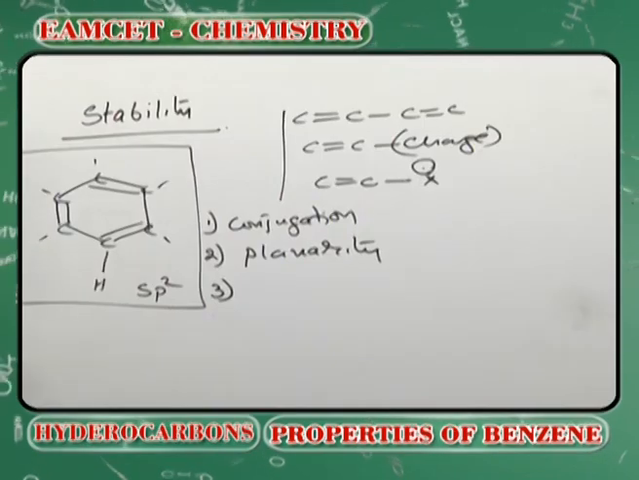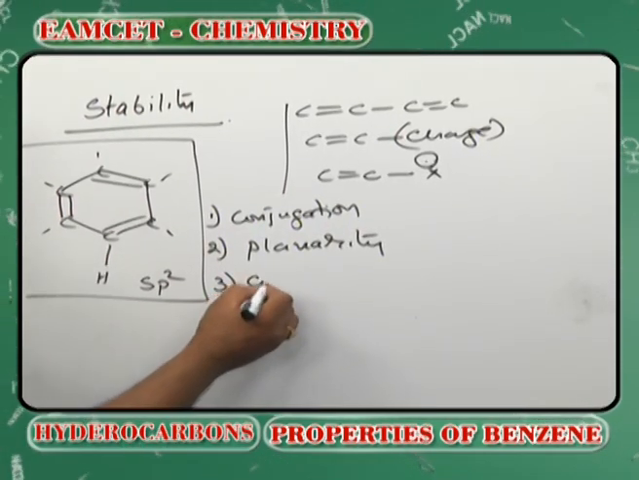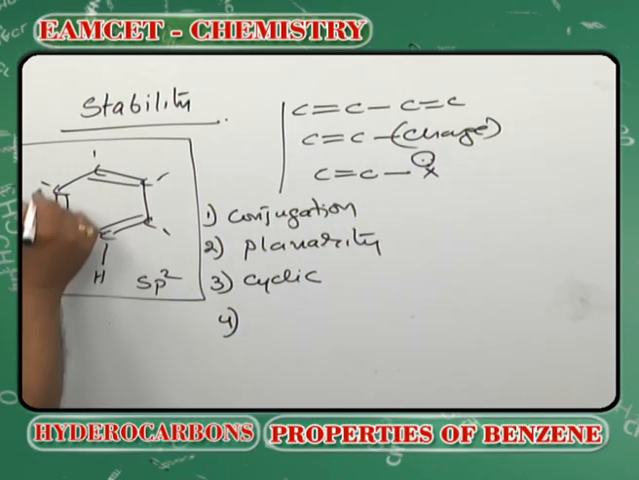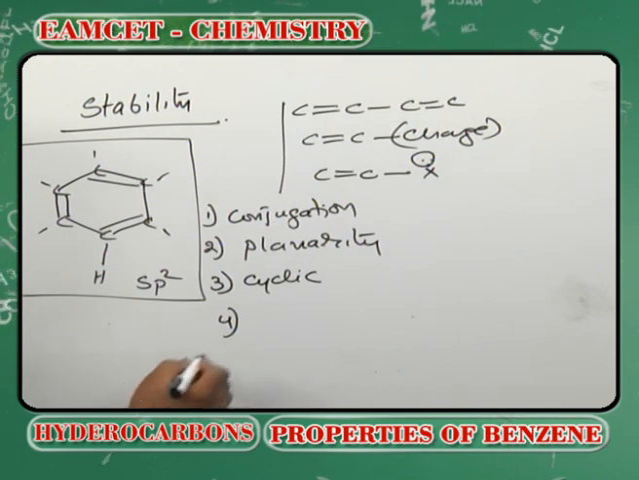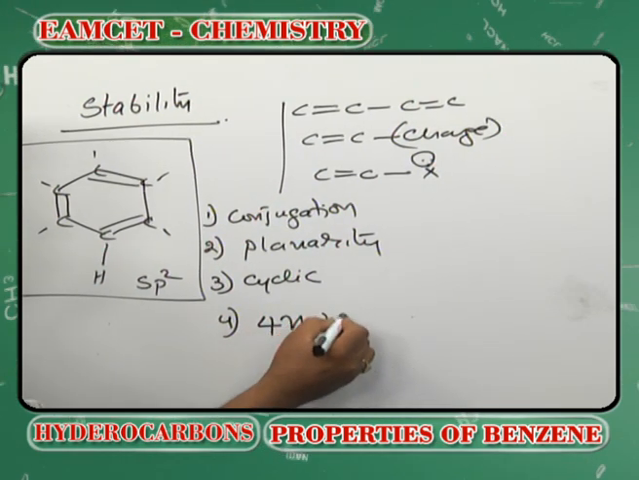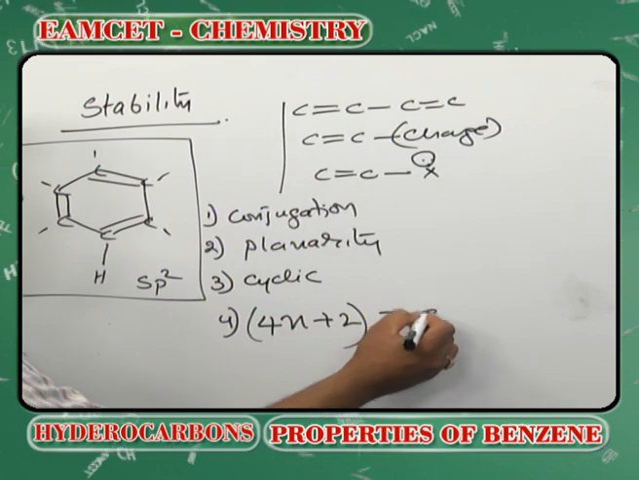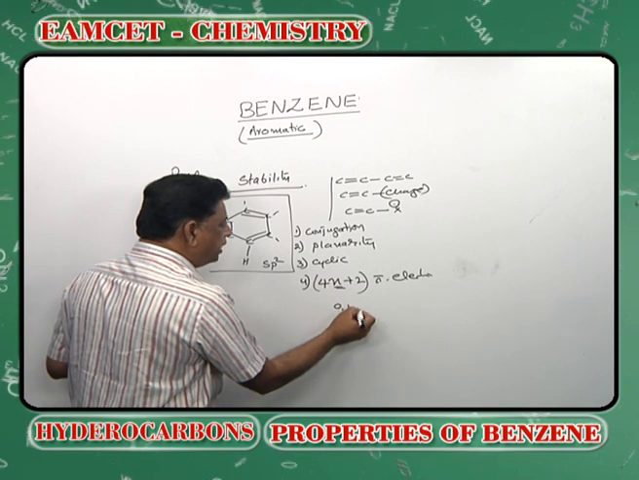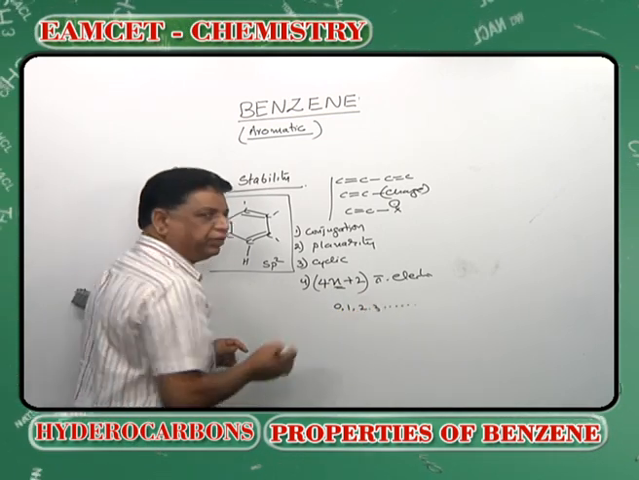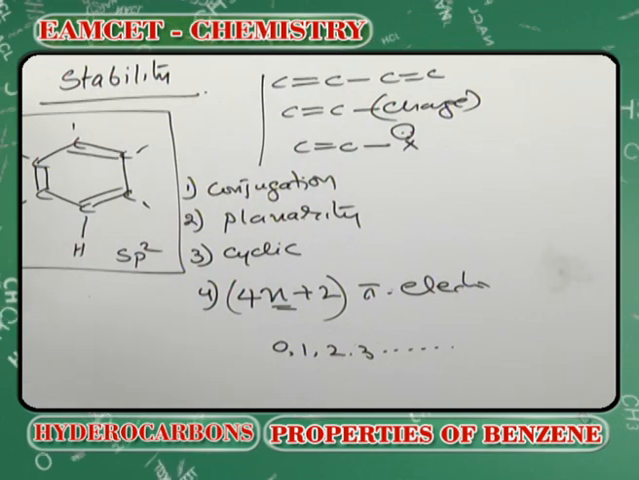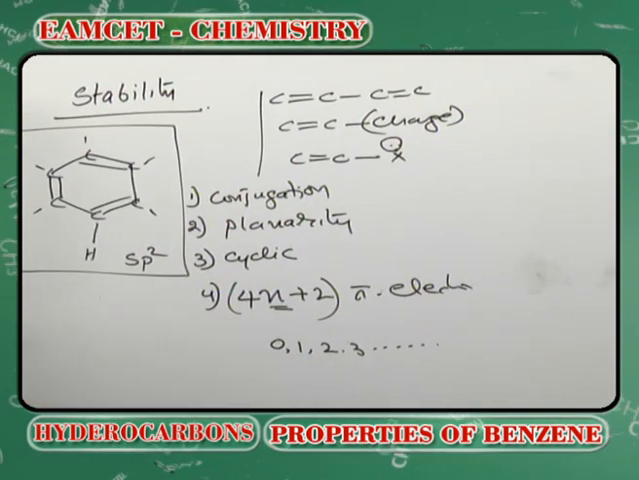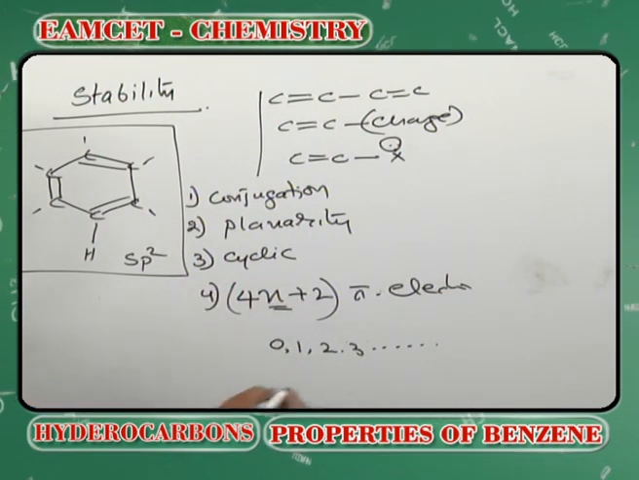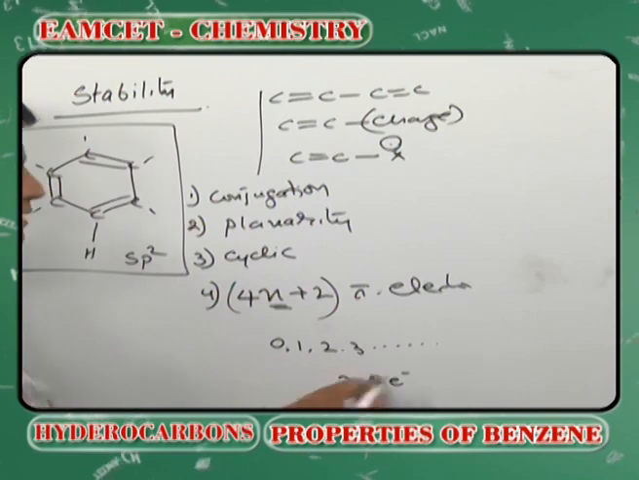The third feature is it has a ring nature, cyclic nature. Okay, the ring nature is there. Fourth feature is it has a set number of pi electrons. What is that set number? 4n plus 2 pi electrons. What is this n? n is just a number starting with 0, 1, 2, 3 and so on. This is a full number, an integer. It cannot be a fraction. It can be 0 also. If n is 0, 0 into 4 is 0, 0 plus 2 is 2 electrons. A 2 pi electron system is aromatic.